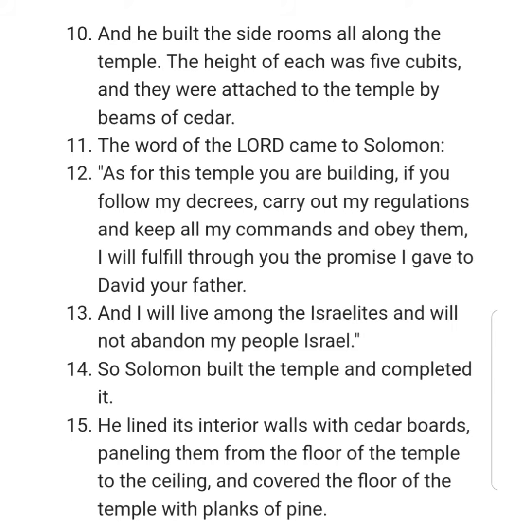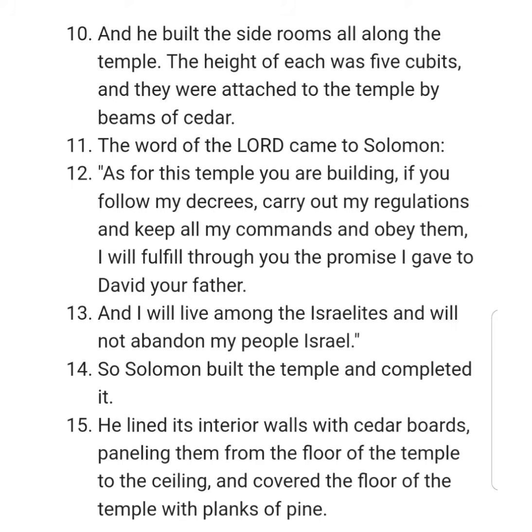The word of the Lord came to Solomon. "As for this temple you are building, if you follow my decrees, carry out my regulations, and keep all my commands and obey them, I will fulfill through you the promise I gave to David your father. And I will live among the Israelites, and will not abandon my people Israel."